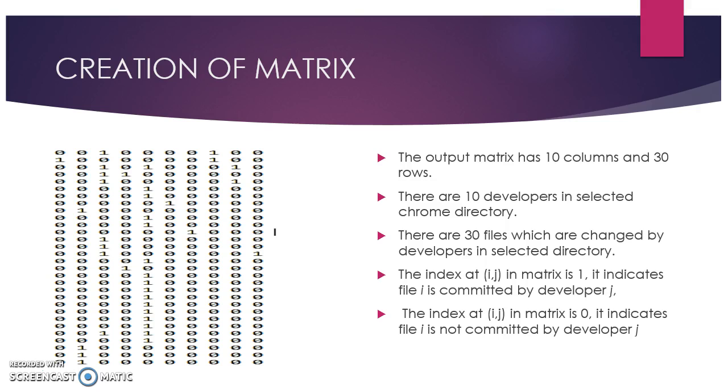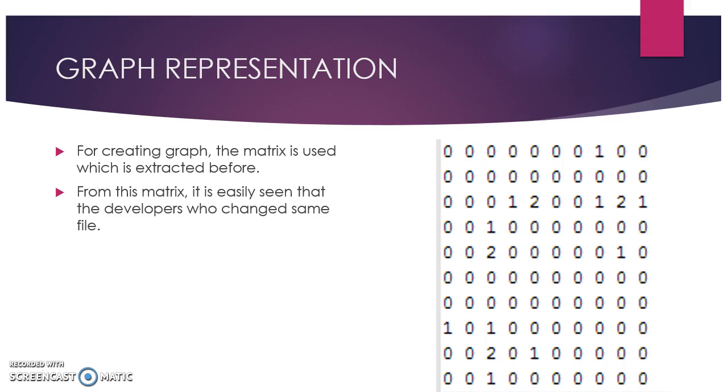And the index at i,j in the matrix is 1, here for example, and here. It indicates the file i is committed by developer j. And if the index at i,j in the matrix is 0, it indicates the file is not committed by developer j. And as a last step, in graph representation, to create the graph, the matrix extracted before is used.